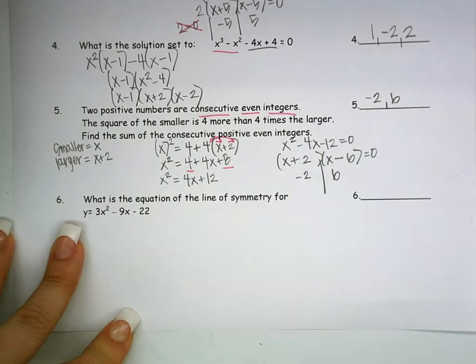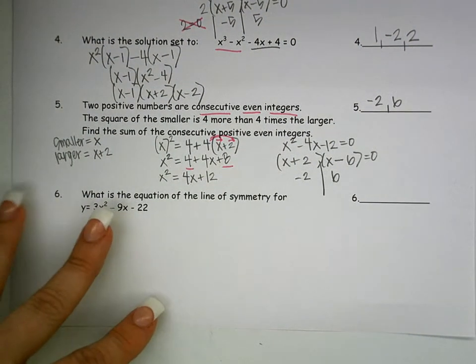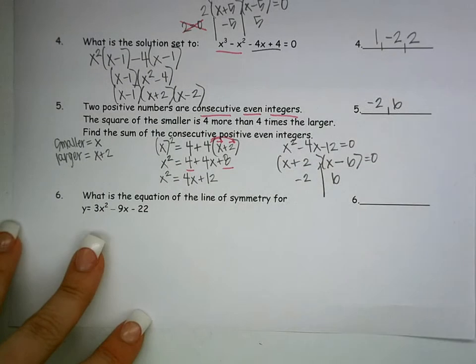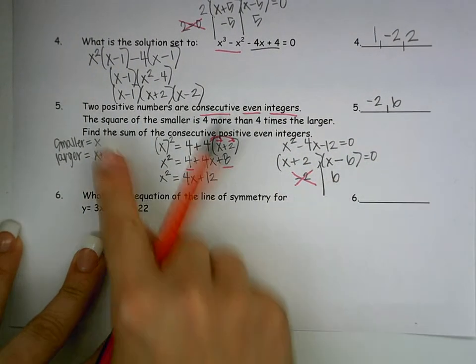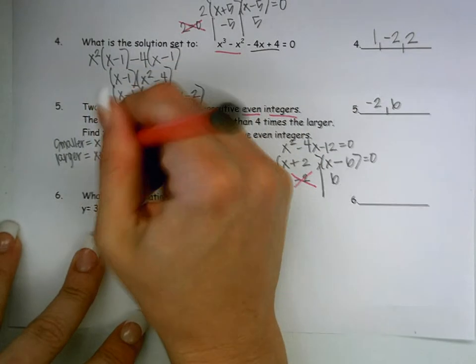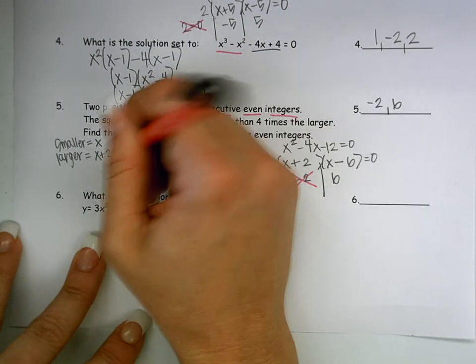Oh, sorry, but that's not your answer. My bad. Okay, so this one is actually asking you for, though, obviously we can't have a negative. Okay, so you throw that one away. The smaller number is 6. The larger number, the next even integer, would be 8.